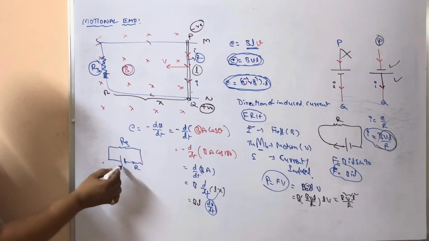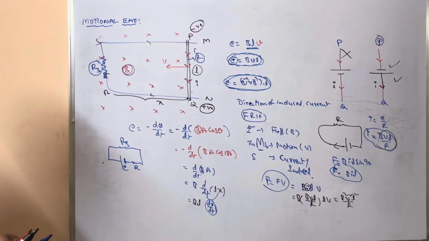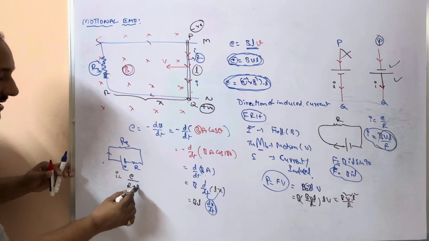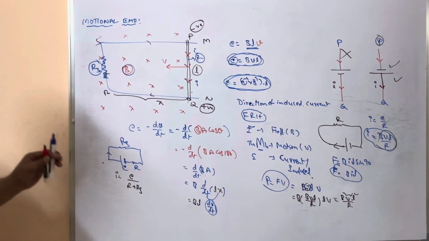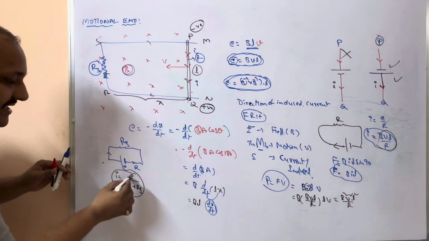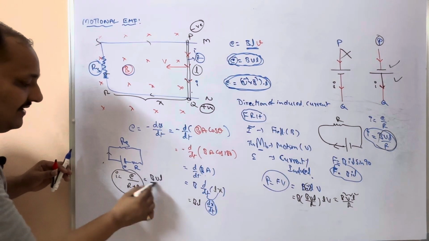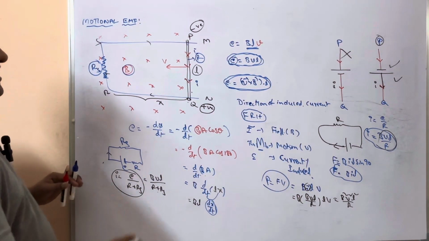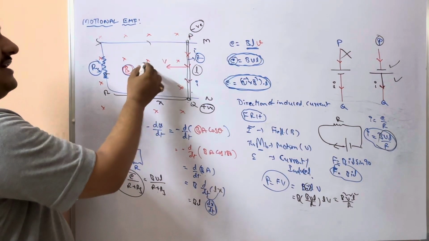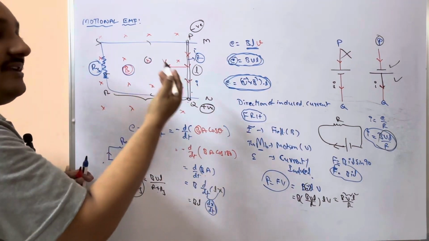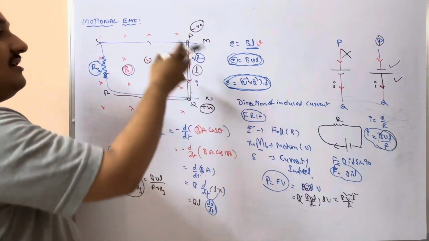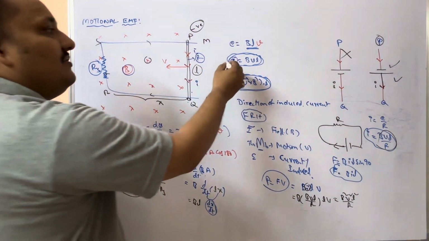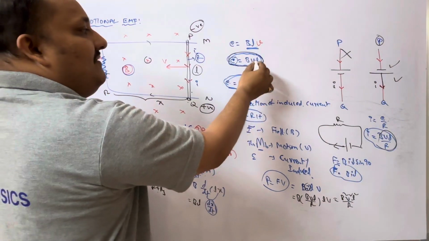Therefore, how are these two? This is the motional EMF E. Then what is the current? I is equal to E by R plus R_S. In current density we discussed this. Isn't it? What is E we have to write here? BVL by R plus R_S. Like this we are going to write. So for this you can calculate if the magnetic field is outside and the conductor is moving to the right side. What is the direction of the induced EMF? The induced EMF formula is this one, BVL.